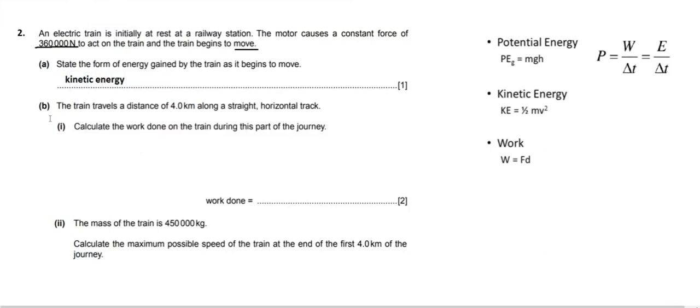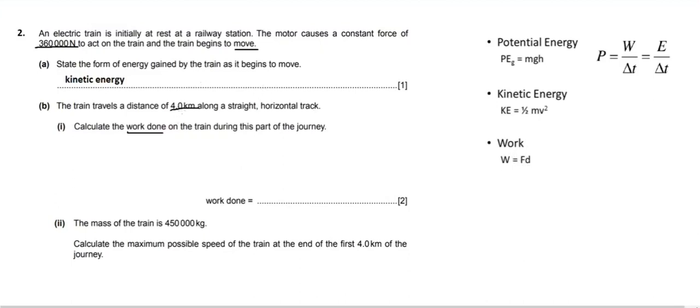Now the B part. The train travels a distance of 4 kilometers along the straight horizontal track. We calculate the work done on the train during this part of the journey. So how are we going to calculate the work done? The work done formula is already given over here. We have given all the formula here. The work done is force multiplied by distance.